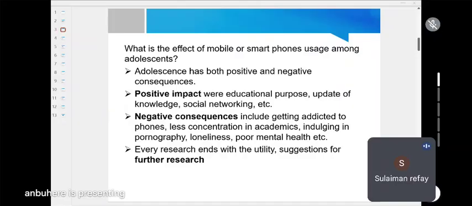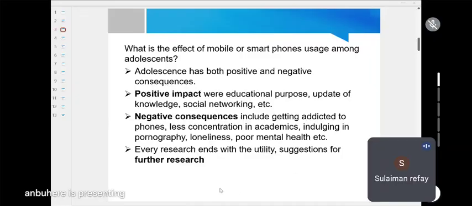Okay, so the positive impact they could see is, first, it was helpful for educational purposes, and whatever knowledge they had was an updated one, as the latest knowledge they get comes through mobile phones and smartphones. And then social networking, I don't have to say. Facebook, Instagram, everything, so they easily mix with social friends, I mean, socializing.